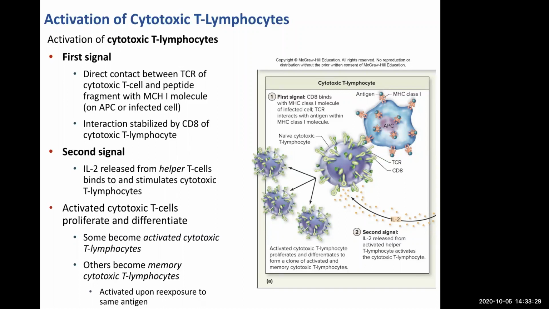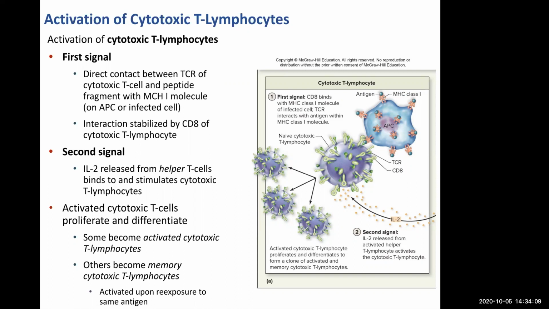And then the second signal for the cytotoxic T cell activation is going to be, remember that IL-2 we were talking about that was secreted by the helper T cell that was activated? That IL-2 is also going to act as the second signal to activate the cytotoxic T cells. So just like with the helper T cells, first signal is interaction of T cell receptor with MHC and stabilization by CD8 molecule. And then second signal is going to be the cytokine IL-2 binding to IL-2 receptors on the surface of the T cell.